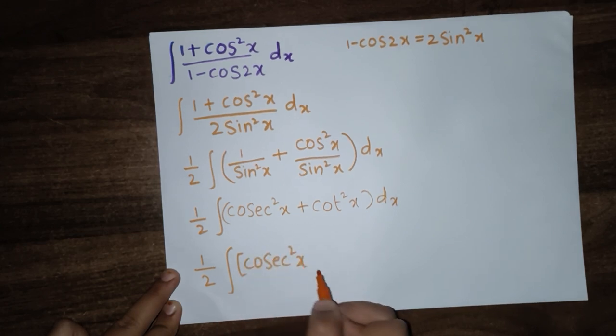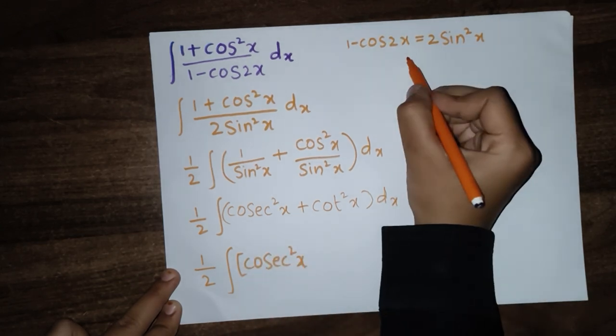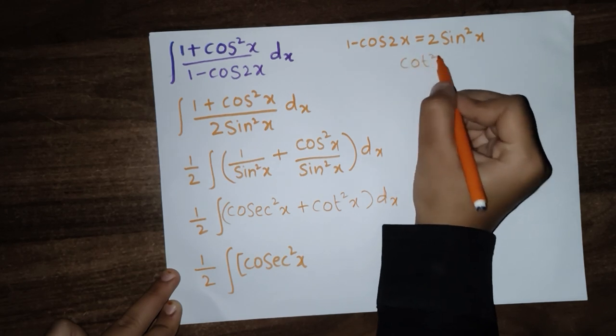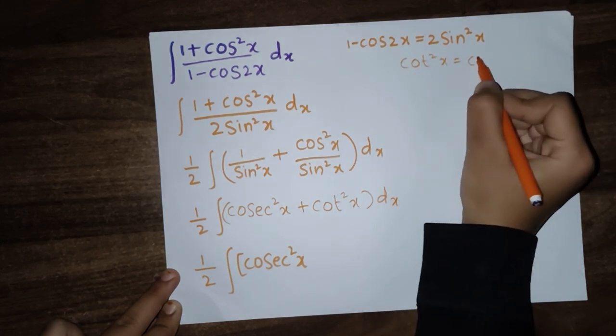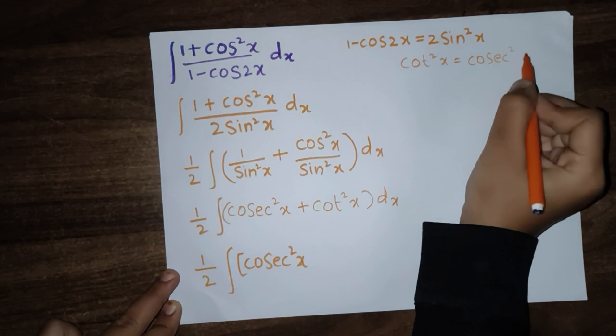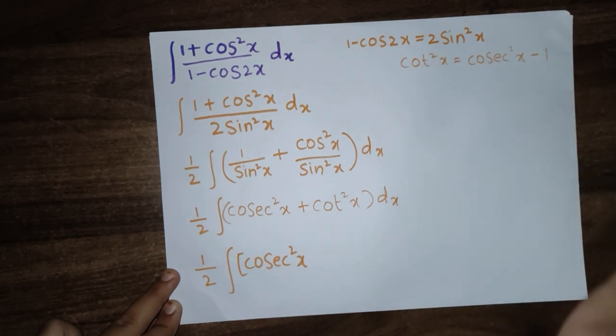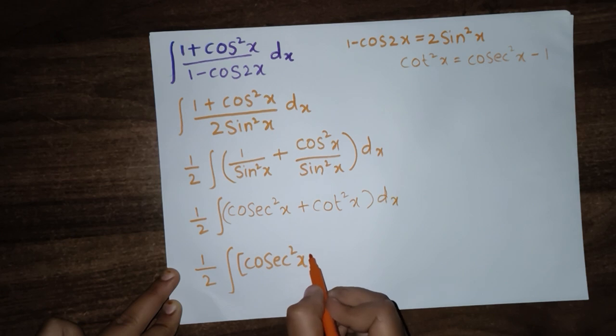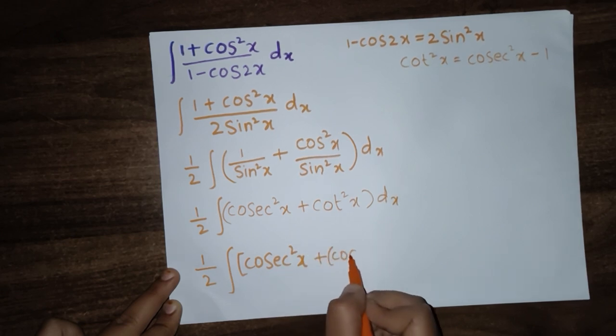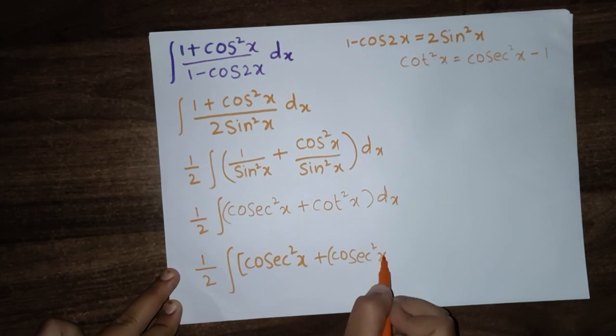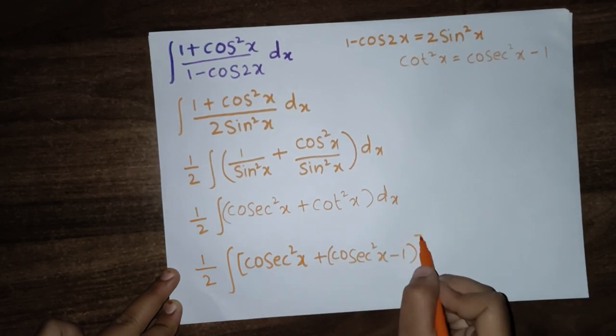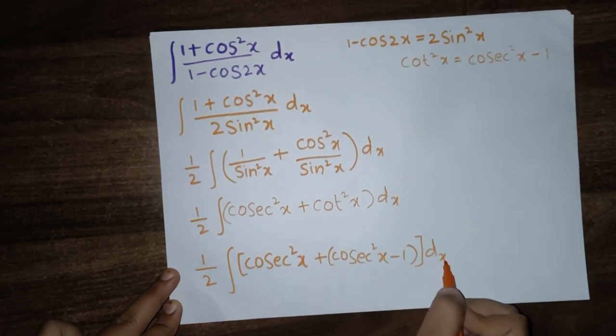1/2 cosec²x. Here let me give you what this is. cot²x is equal to cosec²x − 1. This comes from one identity of trigonometry, right? So cosec²x plus cosec²x − 1 into dx.